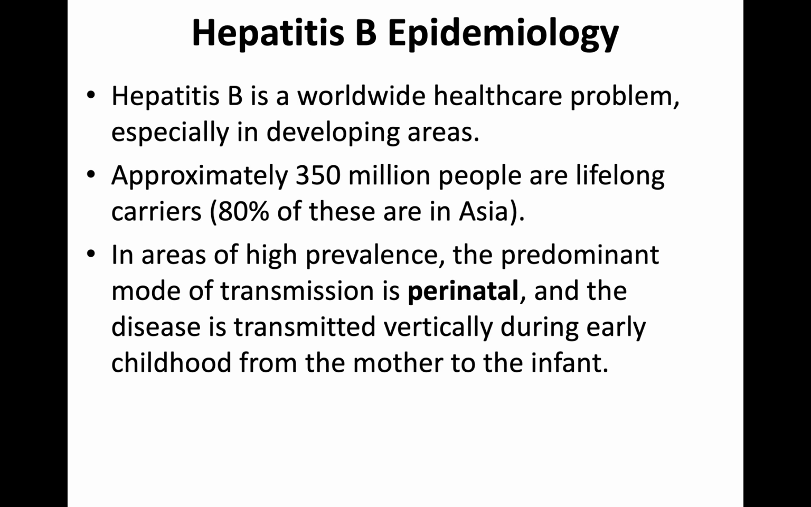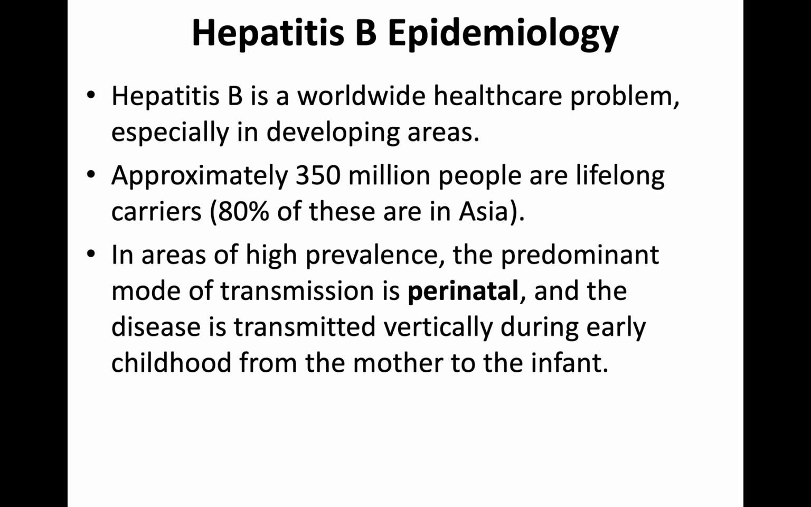Hepatitis B is really a huge problem worldwide. About 350 million people are chronic carriers. Most of those are in Asia. And the issue with it is that there's a very high prevalence of perinatal transmission from mothers to their fetus. And so that's why a lot of babies in Asia are born with hepatitis B. And when they acquire it that young, they almost always become a chronic carrier themselves.